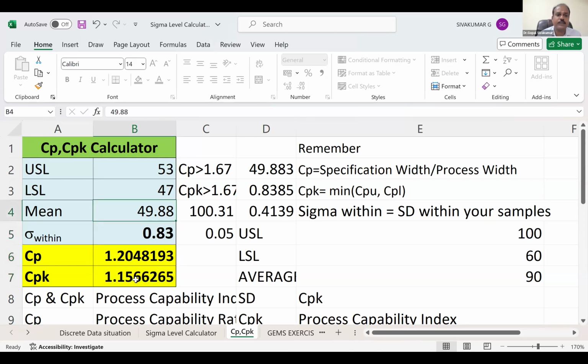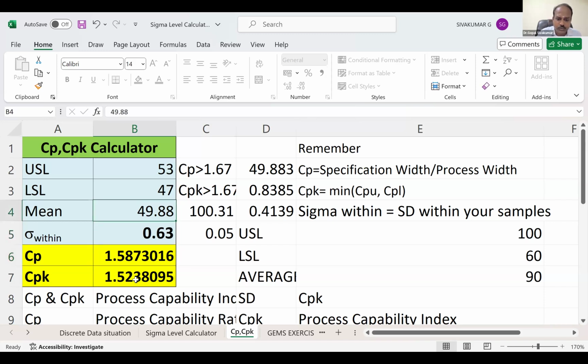Now let me change the scenario. What should I focus on now? Should I focus on shifting the average or focus on reducing the variation? Reducing the variation. Very good. So 0.8, let me reduce it to 0.63. The scenario is changing. CP improves, CPK also improves. Please note, when I reduce the variation, you see improvement in both CP as well as CPK.